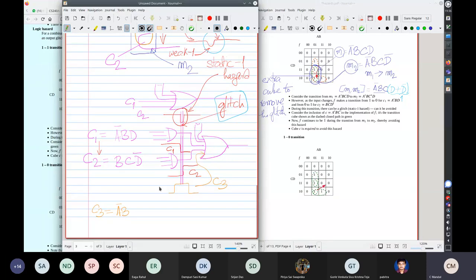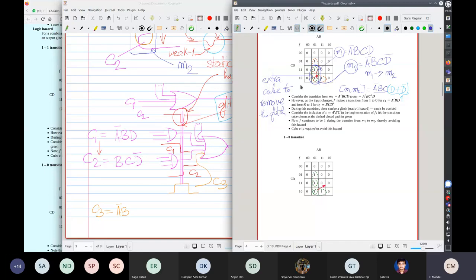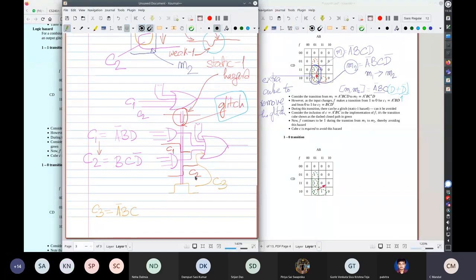So this is A bar B C. By including this extra cube, I no longer have this gap. This gap is filled up, as you can see. No gap.